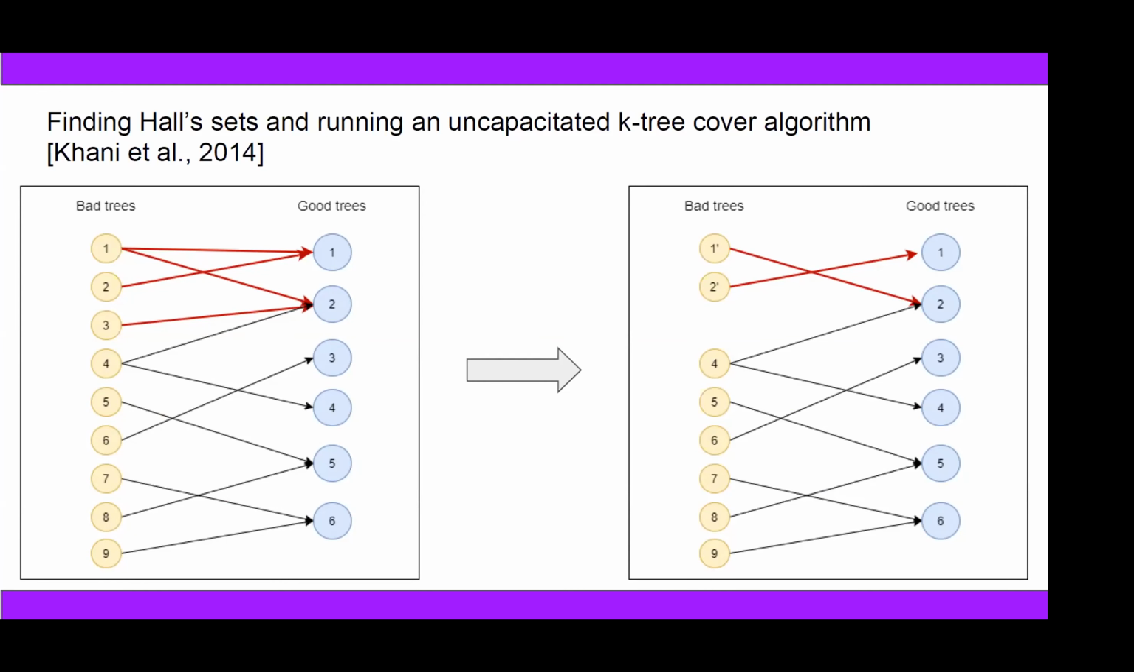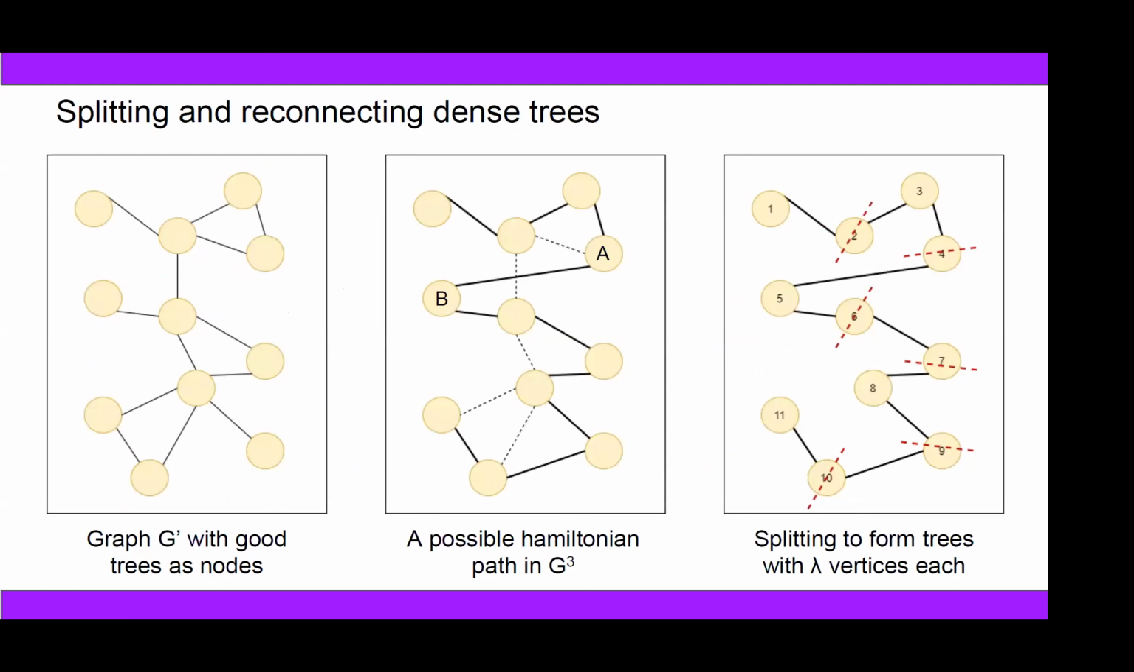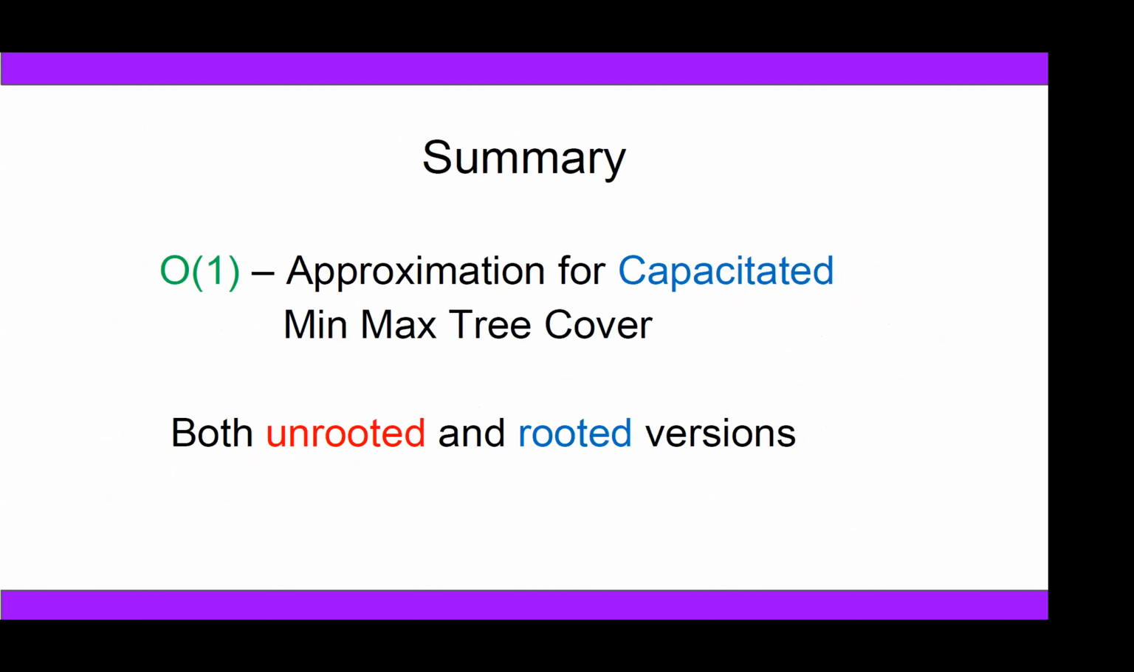So that's the overall idea of this algorithm. I really don't have time to go into these details. Here is the summary of our main result: we have a constant factor approximation for the capacitated min max tree cover, both for the unrooted and rooted versions.